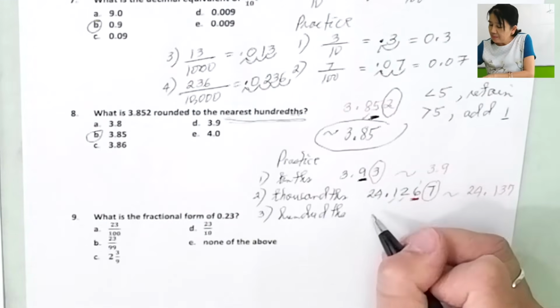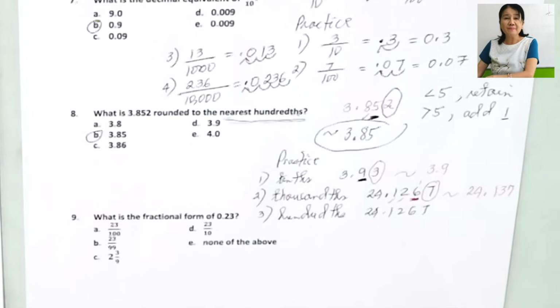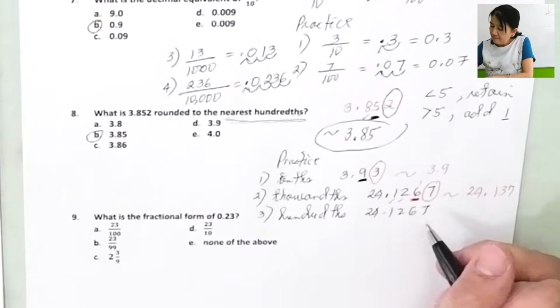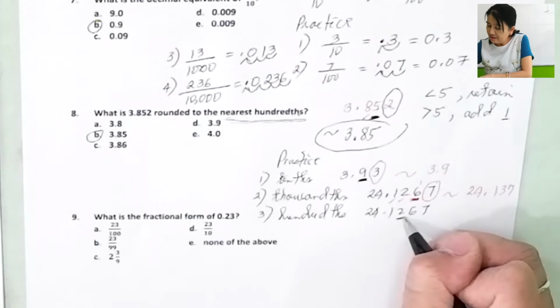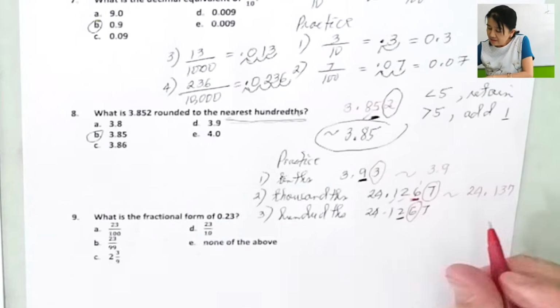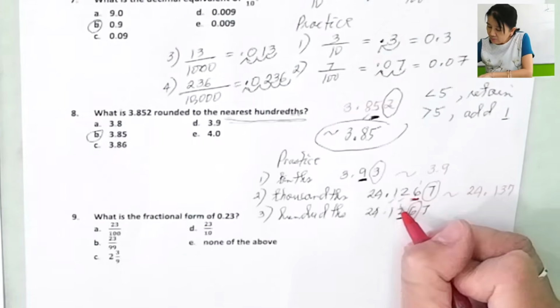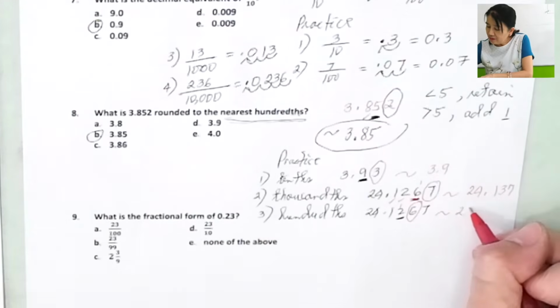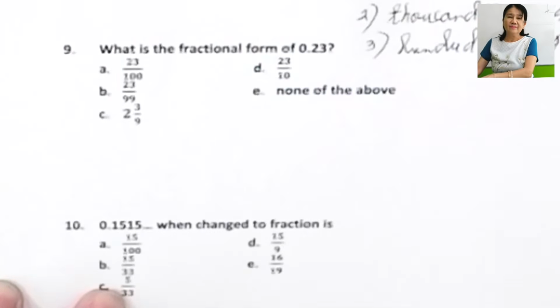Next example, number 3. Round to the hundredths place. Let's say 24.1267 again. Tenths, hundredths. You round it here. Encircle the 6. 6 is greater than 5, so add 1 here. This becomes 24.13. There. I hope those exercises are enough.